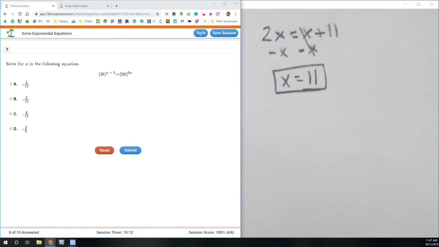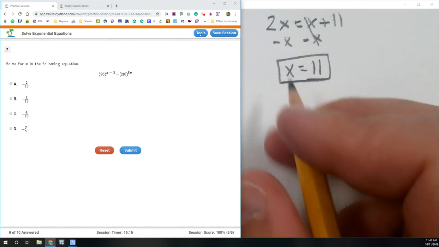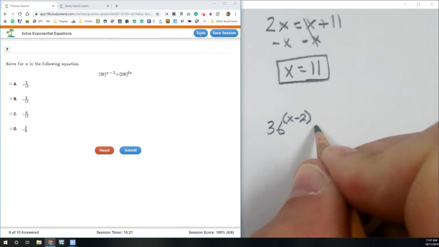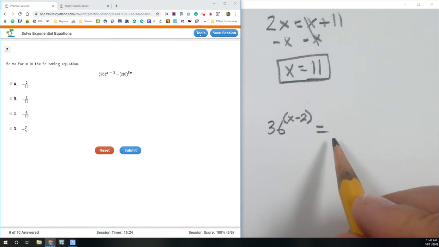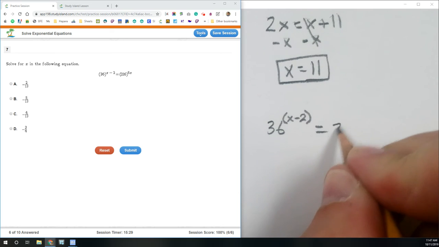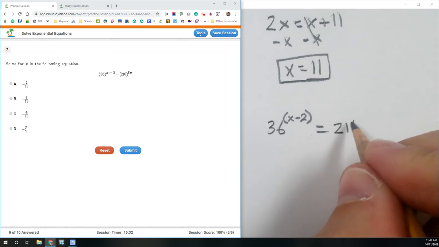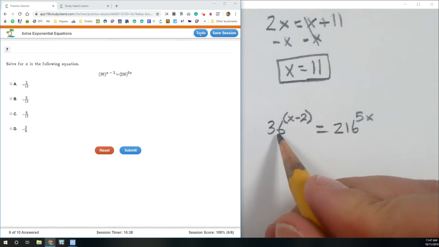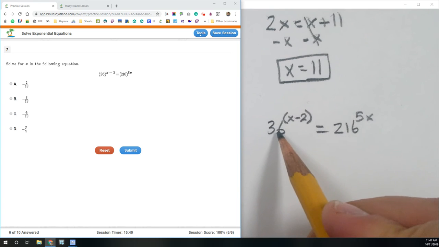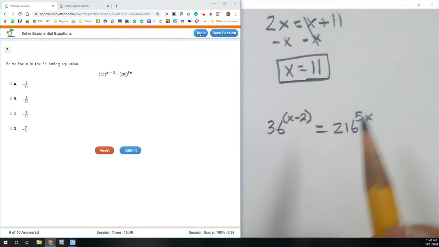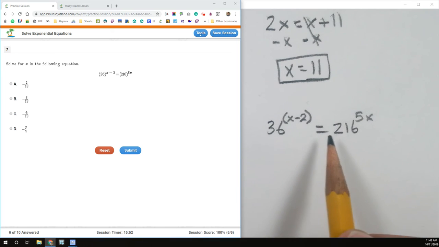Let's make sure that we remember exactly what's going to happen here with the 216. If I've got 36 to the power of x minus 2, I want to write 216 as the same base as the base of 36. But can I do that? You have to think about it. Does 216 come from 36 to the something power? Well, it's going to be pretty hard. 36 to the second power is way more than 216, right? I mean, 36 times 36 is going to give us way more than 216. So both of these bases are going to have to change in this case.